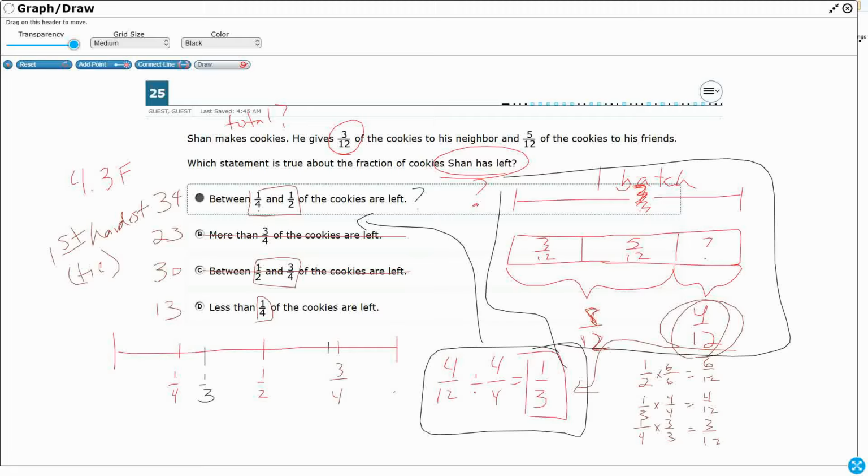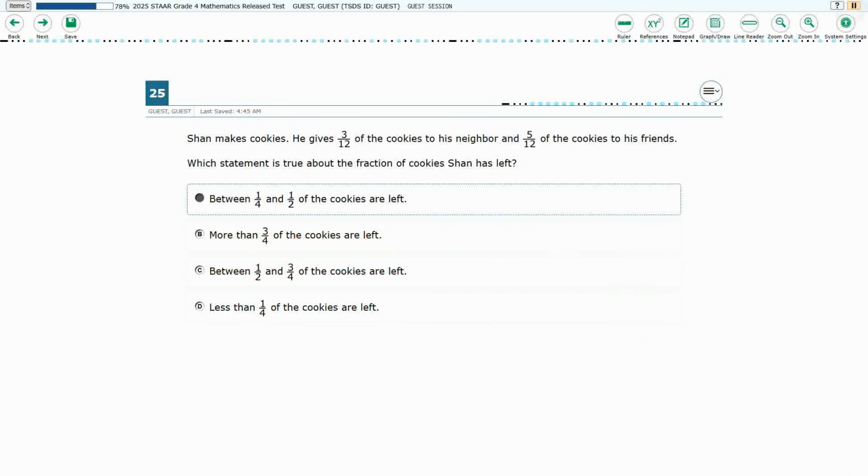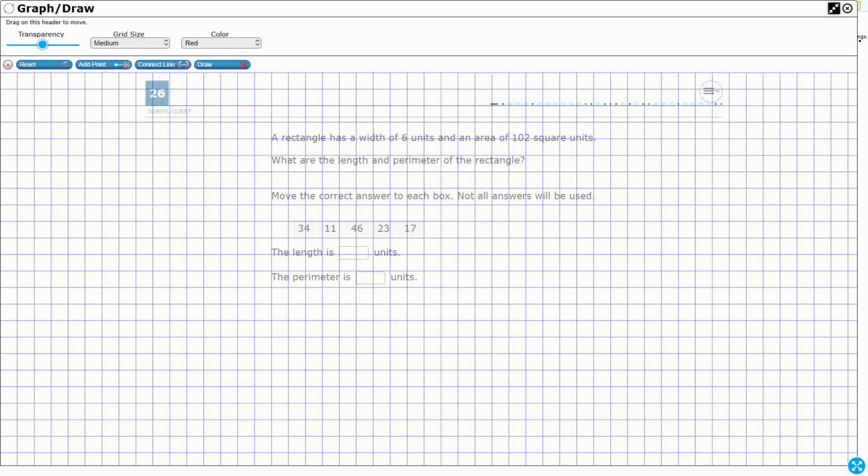I used a number line. You can actually change into common denominators if you want to. Now we need number sense, right, to be able to put these fractions in order, and that just makes it difficult. For number 26, we are looking at area and perimeter.